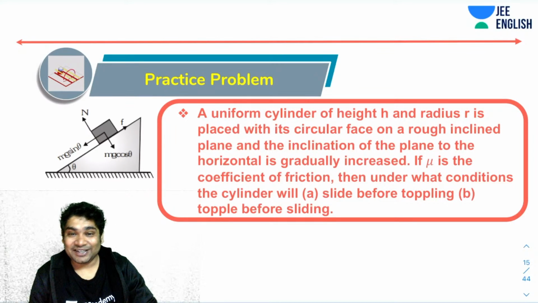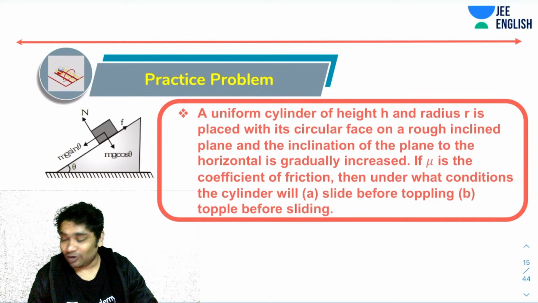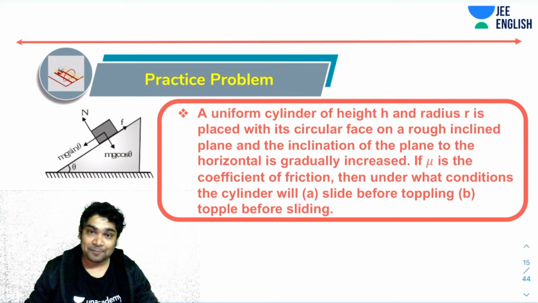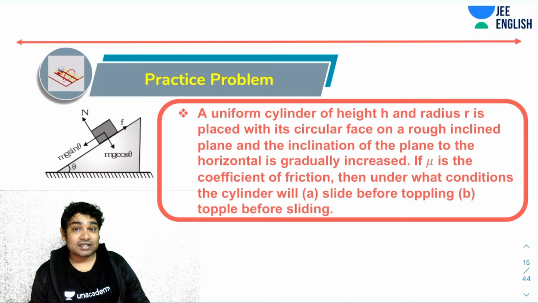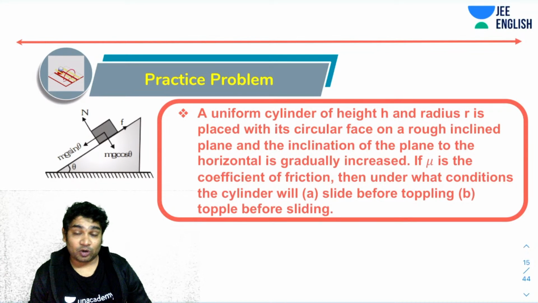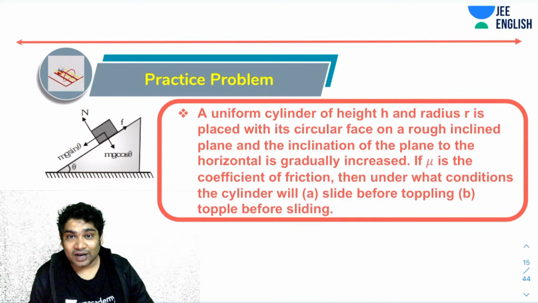You have to find the conditions. If you can find the condition for one, then obviously the other would be the reverse of that. Find the conditions under which the sliding will happen before toppling, and under what conditions will toppling happen before sliding. Why don't you guys try this?